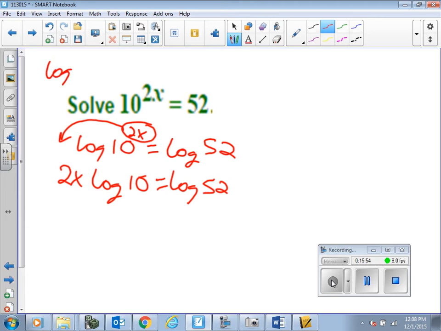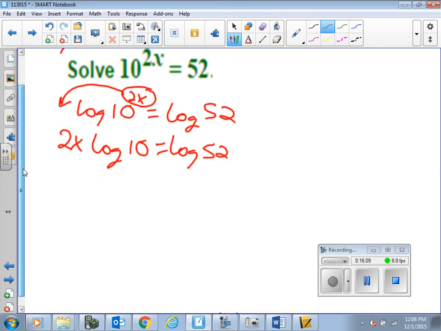So log base 10, remember there's a 10 here. If you have log base 10 of 10, it's saying 10 to the what gives me 10. Anytime you have the same base as what you're logging, it's always going to be 1. So this value right here is just 1, so this entire thing is just equal to 1. So what's 2x times 1? Just 2x. So we can write 2x is equal to log base 10 of 52.